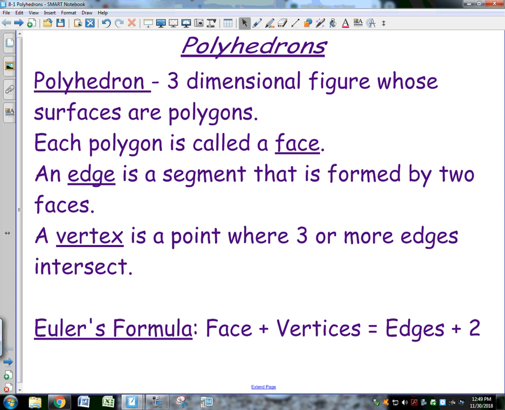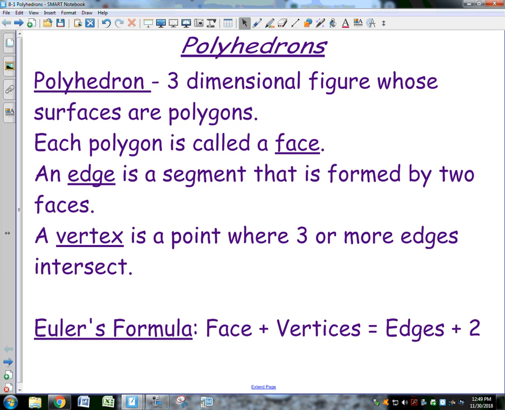Our next unit is all about 3D shapes, these polyhedrons. A polyhedron is a three-dimensional figure whose surfaces are polygons. A polygon is a shape made up of lines and edges, like a square, triangle, pentagon, things like that. Each polygon is called a face. An edge is the segment that joins two faces, and a vertex is the point where three or more edges intersect.